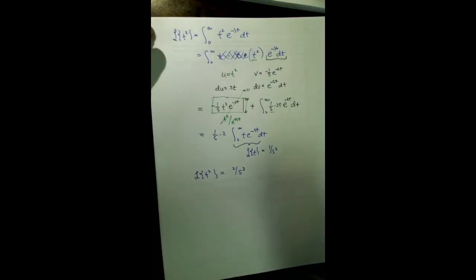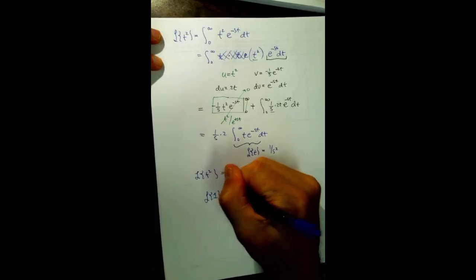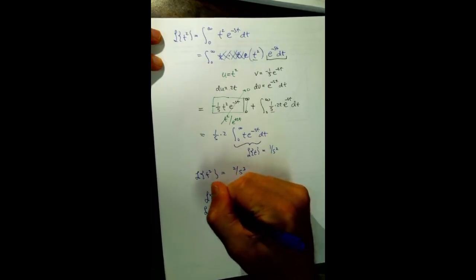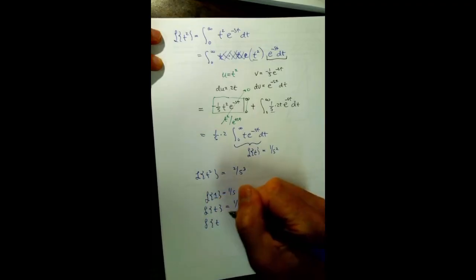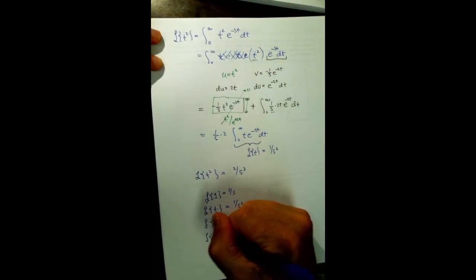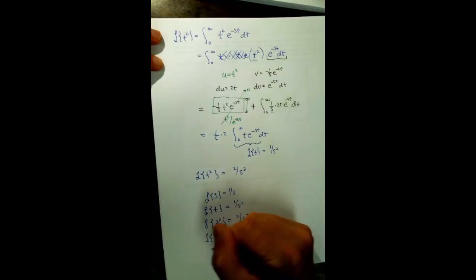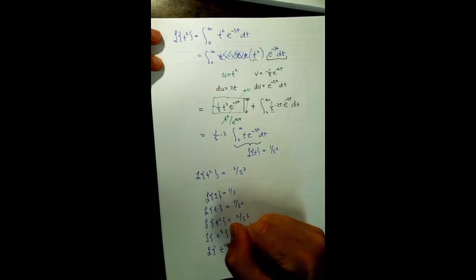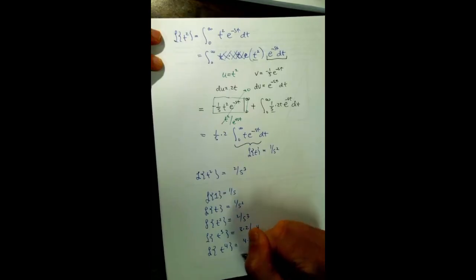Okay. So what we have: the Laplace transform of 1 is 1 over s. Laplace transform of t is 1 over s squared. Laplace transform of t squared is 2 over s cubed. If you go through and do this, again, you should be able to show that the Laplace transform of t cubed is going to be 3 times 2 over s to the 4th. Laplace transform of t to the 4th is 4 times 3 times 2 over s to the 5th, on down.